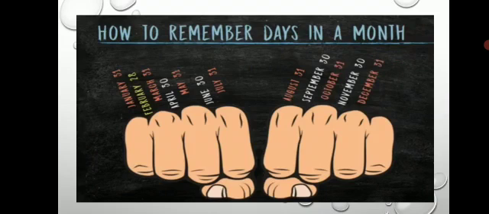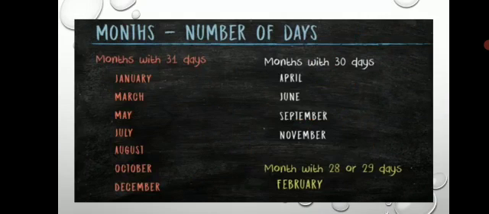Now let us observe, children, the list of months having number of days. Months with 31 days are January, March, May, July, August, October and December. The months with 30 days are April, June, September and November. The month with 28 or 29 days is only one month, that is February, children. So this was all about months and number of days in different months.